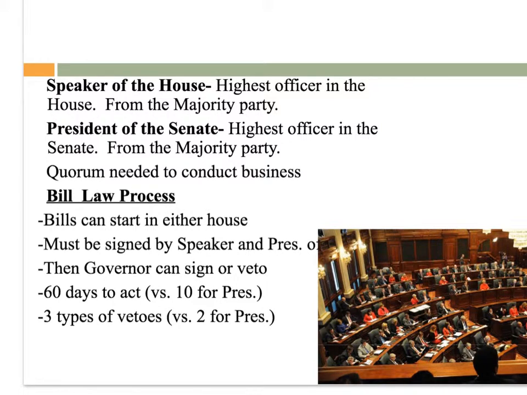Walking through the steps on how a bill becomes a law. A bill can start in either house, so in either the House of Representatives or the Senate. It must be signed by the Speaker and the President of the Senate. Then it is sent to the governor, where he or she can sign or veto. The governor has 60 days to act, and there are 3 types of vetoes, so please make sure you are aware of those different types.